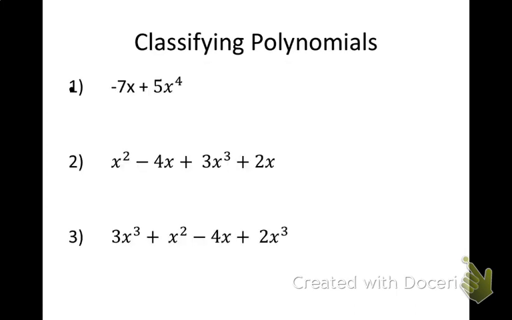All right, so let's look at an actual problem here. Number 1, I have negative 7x plus 5x to the 4th. First thing I always want to do is put it into standard form. So how would that look in standard form? What do you say, Sean? Nice job. That is standard form. 5x to the 4th minus 7x. Again, highest exponent on down. You go from highest to smallest exponents.